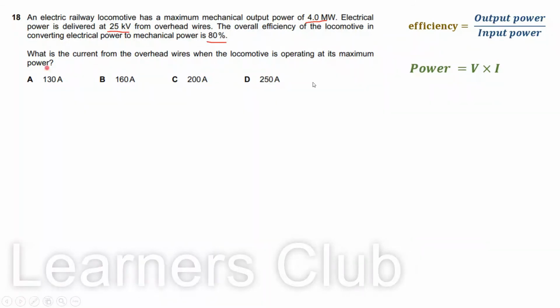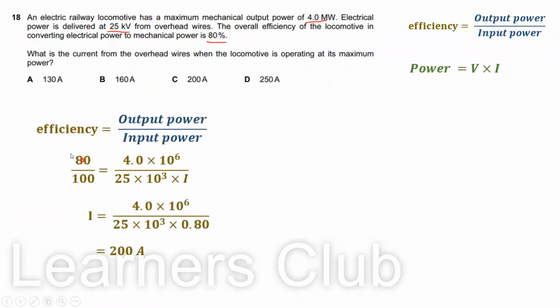To find the current, we take the formula power is equal to VI. Efficiency is 80%, so I'm taking it as 80 over 100. Output power is 4.0 mega, mega is 10 to the power 6. 25 kilovolt is the voltage, so 25 into kilo, 10 to the power 3, into I. We have to find I, so I make I the subject. I get 200 ampere. So the answer is C.